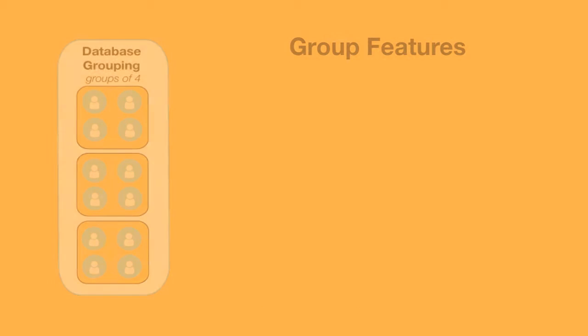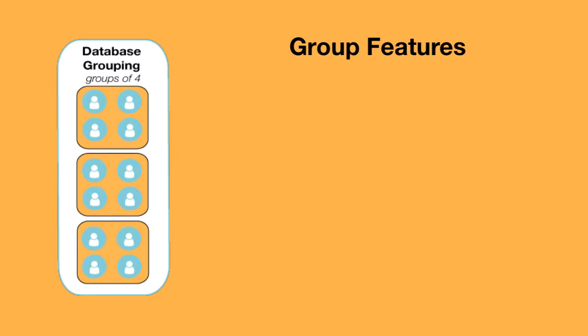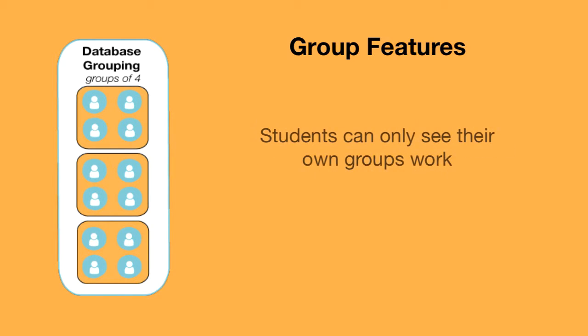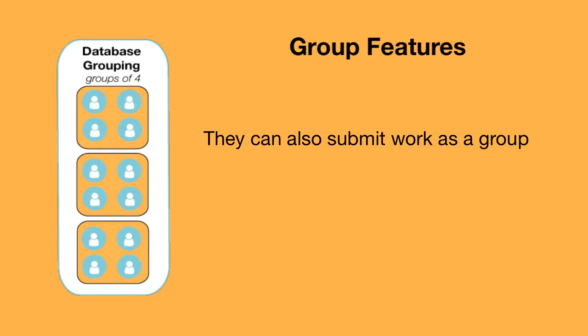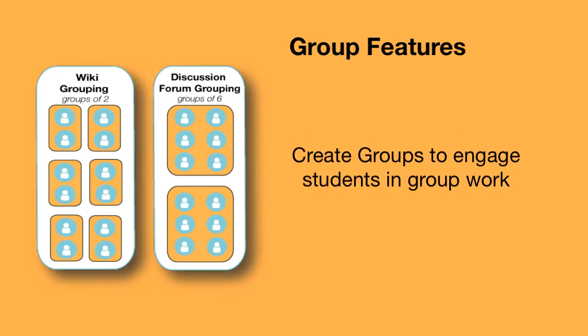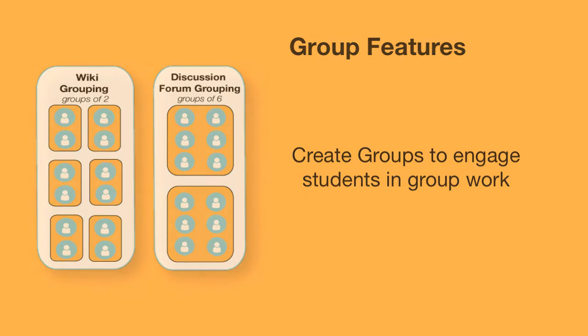There are a couple of ways that you can take advantage of group features. You can create an assignment and apply separate groups. This will allow students to access the activity and only see their own group's work, and it will allow them to submit the assignment as a group. Within collaborative activities, such as forums or wikis, the group mode can be used to engage students in group work, and each group has their own collaborative workspace.